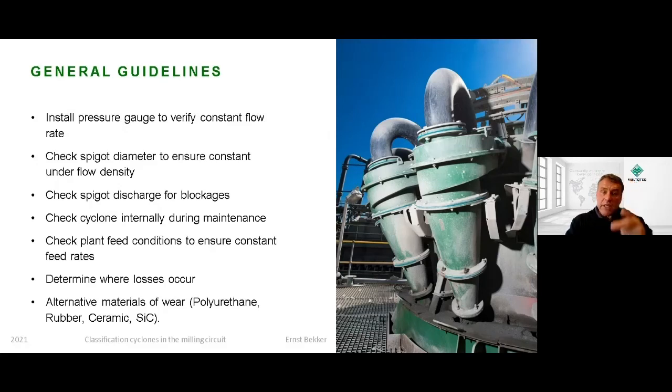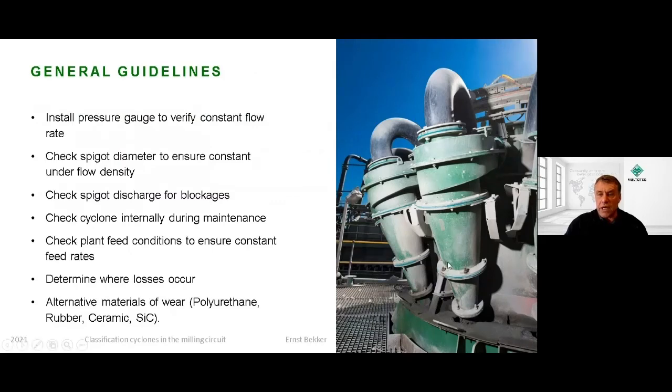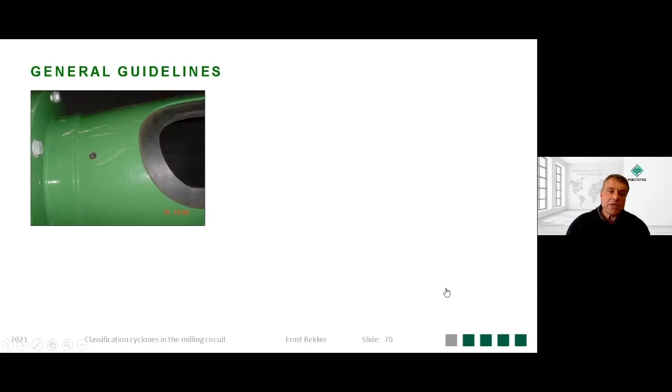And then alternative wear materials on your cyclone can help to extend the life and give you more consistent dimensions. On the Multotec cyclone, there are weep holes situated on the sides of the cyclone, and those weep holes give you an indication if the liner is torn. This is something that can be of use for people that use these cyclones.